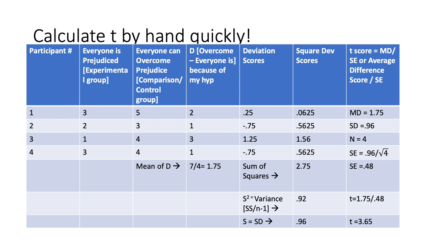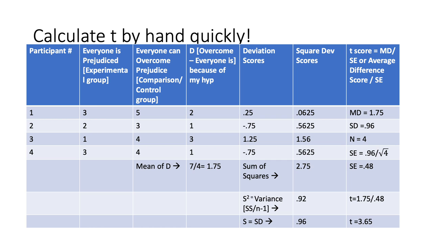Then the last column, I'm just like, okay, how do I calculate my t-score? Well, my t-score is my mean difference divided by standard error, or my average difference score divided by standard error. They're the same thing. So here, my mean difference, or average difference score, is 1.75. My standard deviation is 0.96. My n is 4. My standard error equals standard deviation divided by the square root of n. So my standard error equals 0.48.